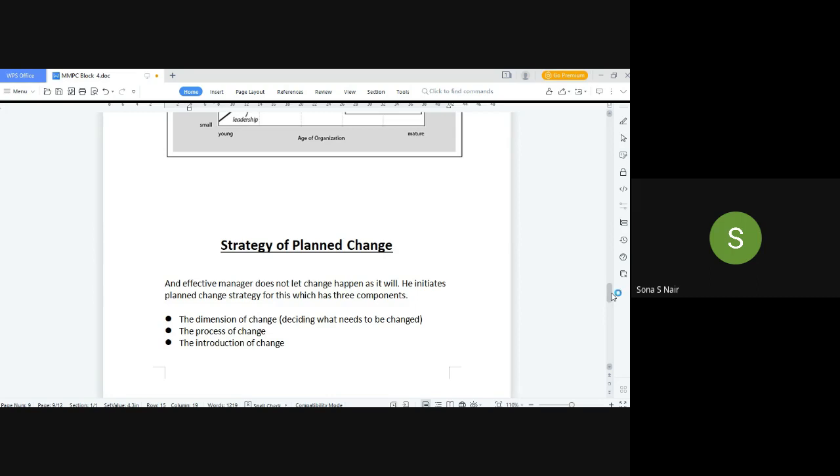One is the dimension of change. What needs to be changed? In the sense, do we need to change the communication channels? What exactly do we need to change? Second, the process of change. And third, the element of strategy of planned change is the introduction of change. How do you introduce change in the organization? Up till now, we've seen that change is an inevitable part of the existence of an organization, right?